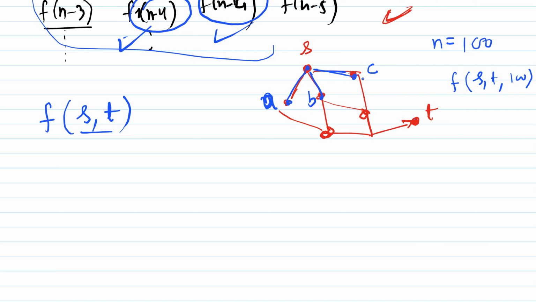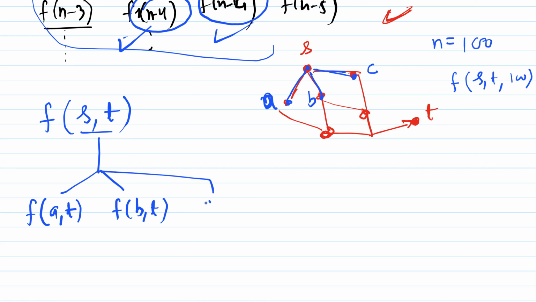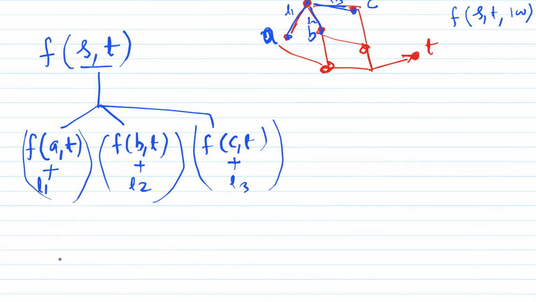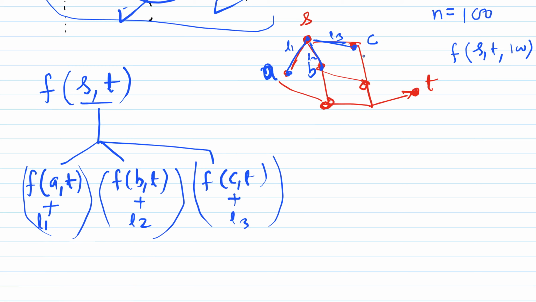Now after the first step, it breaks into three things: f(A, T), the destination remains the same, f(B, T), and f(C, T). And also you have taken one step, so maybe these lengths are L1, L2, L3. So you have to add these in the shortest path: plus L1, plus L2, plus L3. This is part of this. And you have to pick the minimum of these three. So let's say, in these cases, now how many nodes do you have?